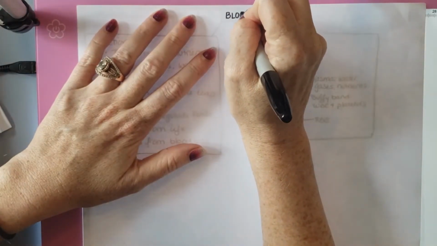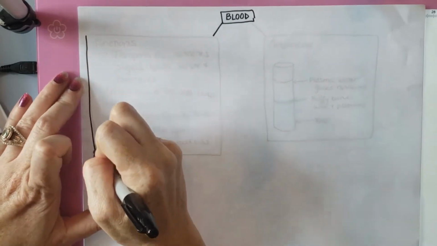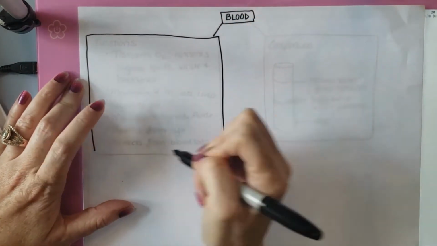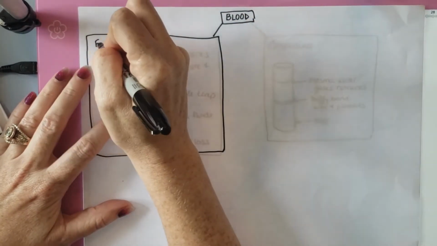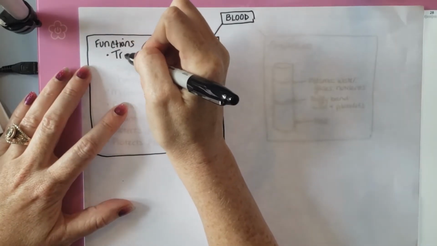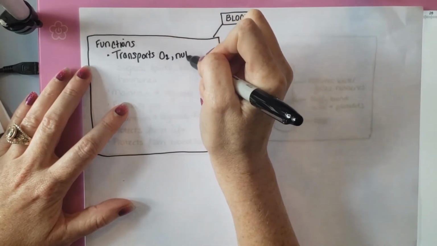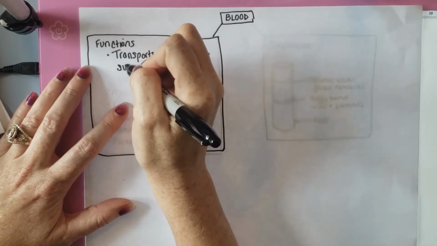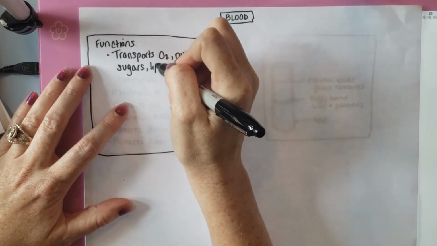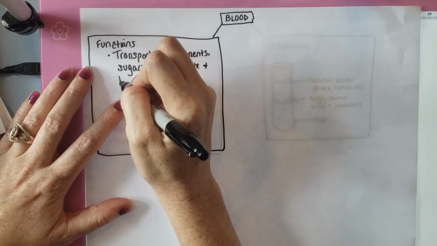Okay, so we're going to talk about the blood. So some of the functions of the blood include transporting various items such as oxygen, nutrients, sugars, lipids, waste, and hormones.